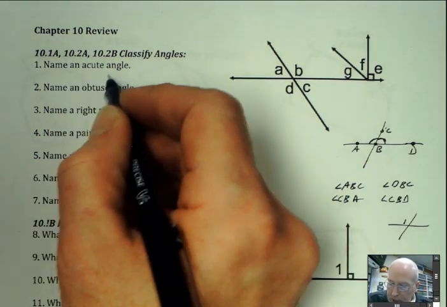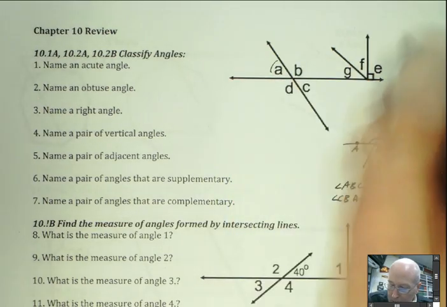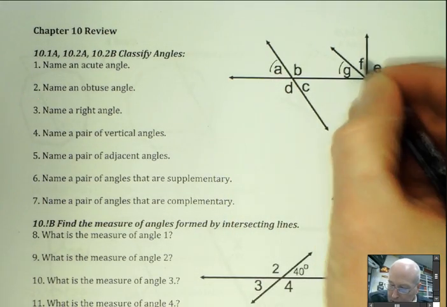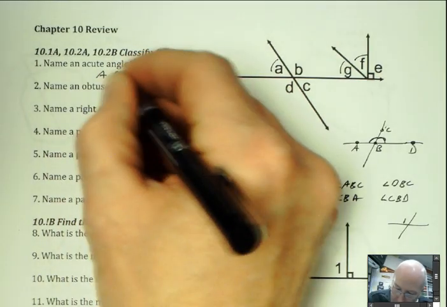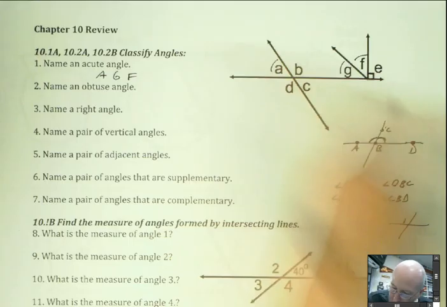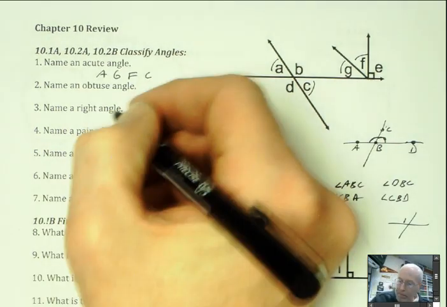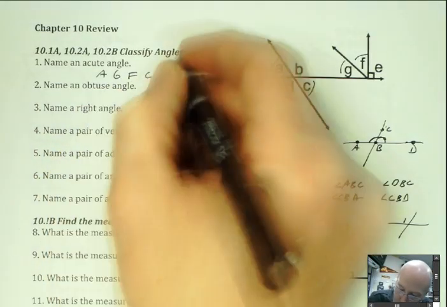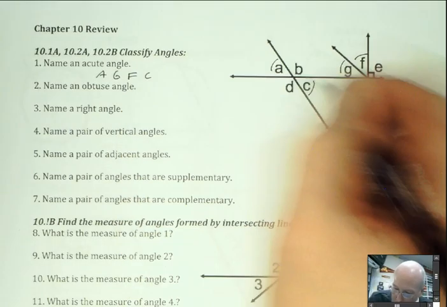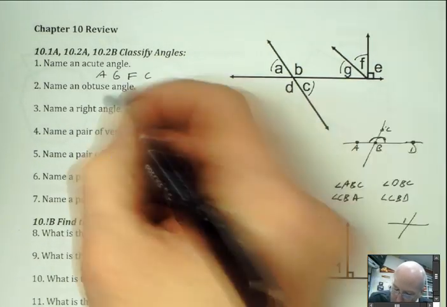Okay, so first of all, it says name an acute angle. There are several acute angles here. This one's acute, so we've got A, G, F. I'm just going to label these out. A, G, F. I think there's another one here. C is also an acute angle. An acute angle is anything less than 90 degrees, and these are all less than 90 degrees. Okay, name an obtuse angle.